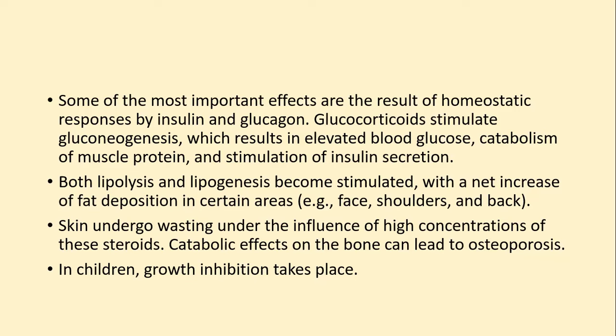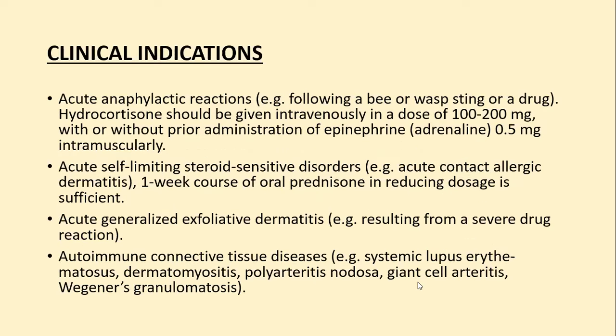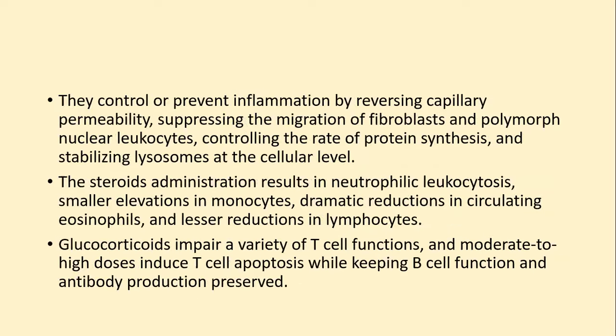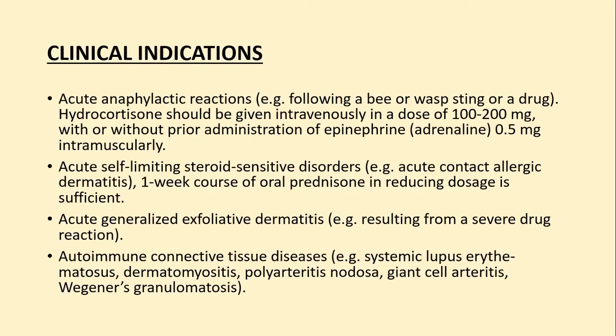Because of the protein catabolism or protein loss, skin undergoes wasting, and catabolic effect on bone leads to osteoporosis. And in children, the corticosteroids will result in growth inhibition. So these are the main effects of glucocorticoids.